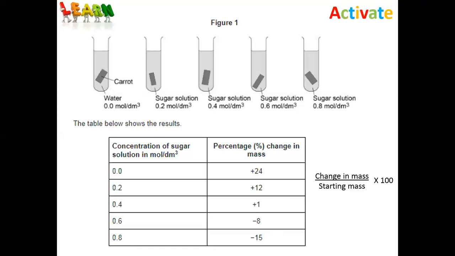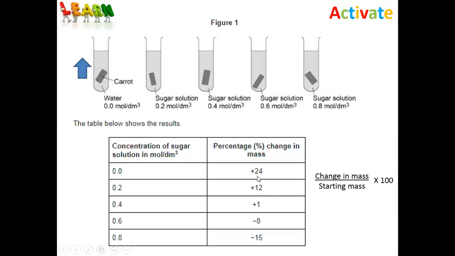To work out the percentage change in mass, you do the change in mass divided by the starting mass times by 100. That's a really important calculation. They will ask you somewhere to work out a percentage change. It might not be to do with this practical, it could be anywhere, but the change divided by the start times by 100 gives you percentage change.